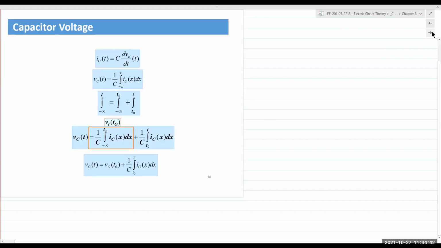Now, if you wanted to find the capacitor voltage, if we were given the current, we integrate both sides. So I'll explain each and every step of this equation. I is C dV over dt. You integrate both sides. You take C to the other side. You get V equals 1 over C times the integral of I.